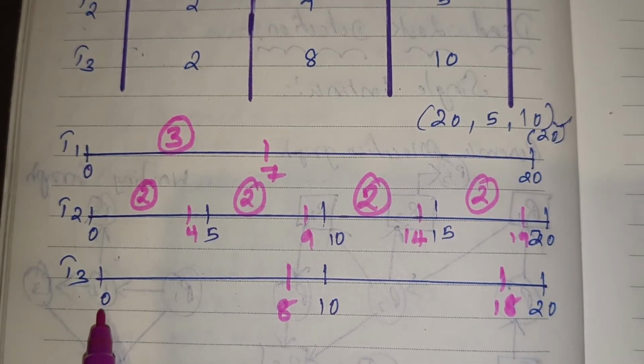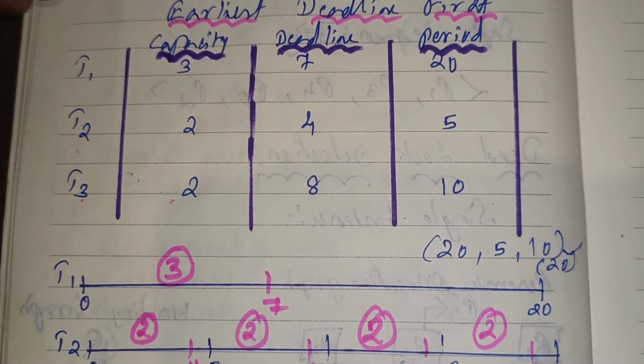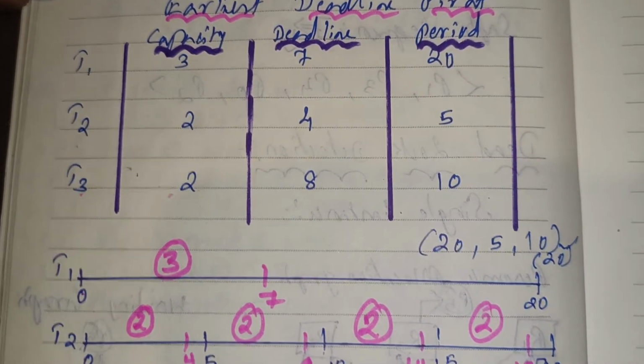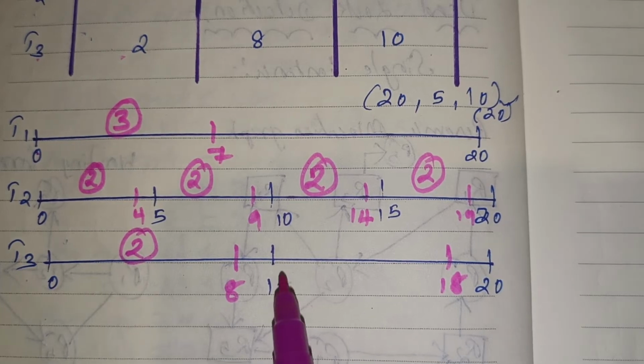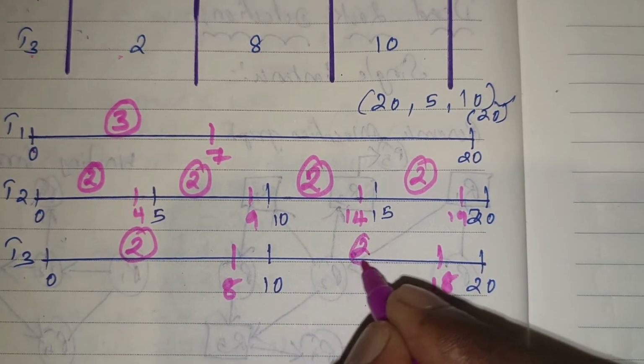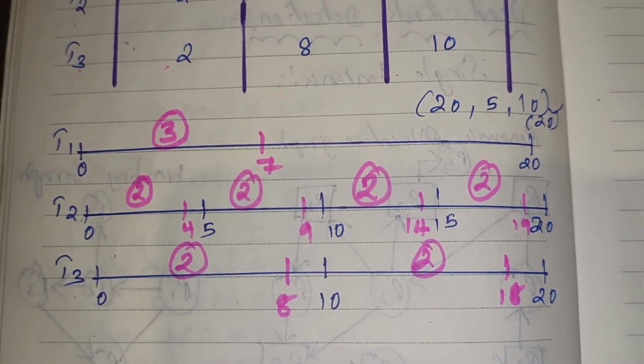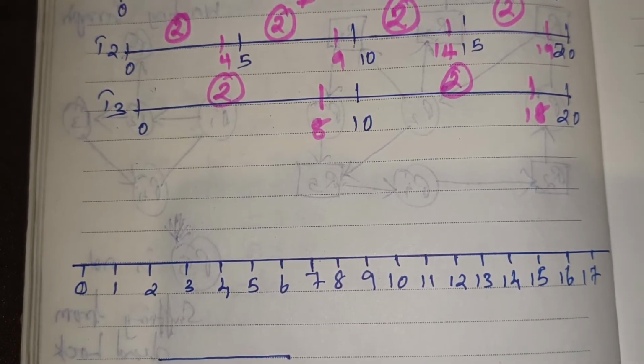So here you can check it, 0 to 8. What is the capacity here? It executes 2. 0 to 8, 2. Again, it starts from 10. 10 to 18. Again, what is the capacity? 2. Right? So this is how the split has been done. Right? So now you can check it.